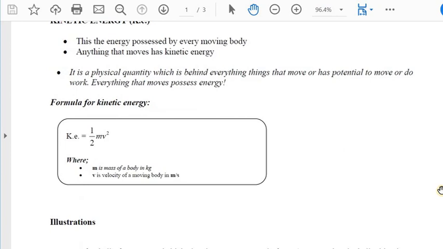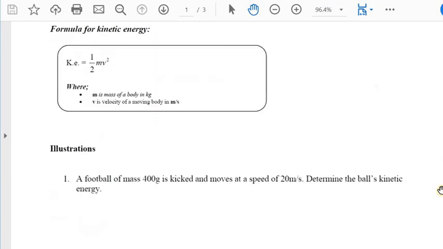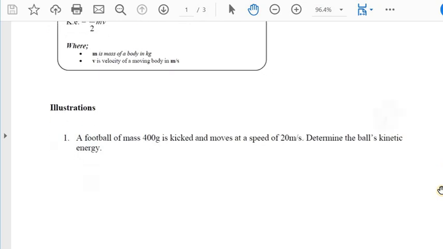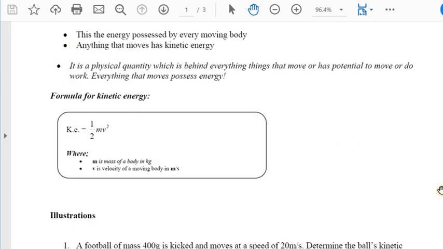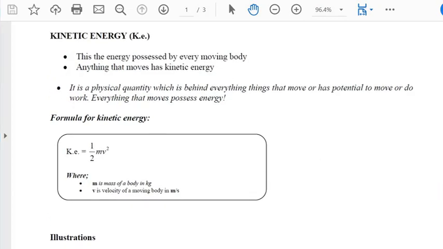So the formula for kinetic energy reads EK equals half mv squared, where m represents the mass of a body in kilograms and v represents the velocity of that moving body, and it's squared. Don't forget the squared part.